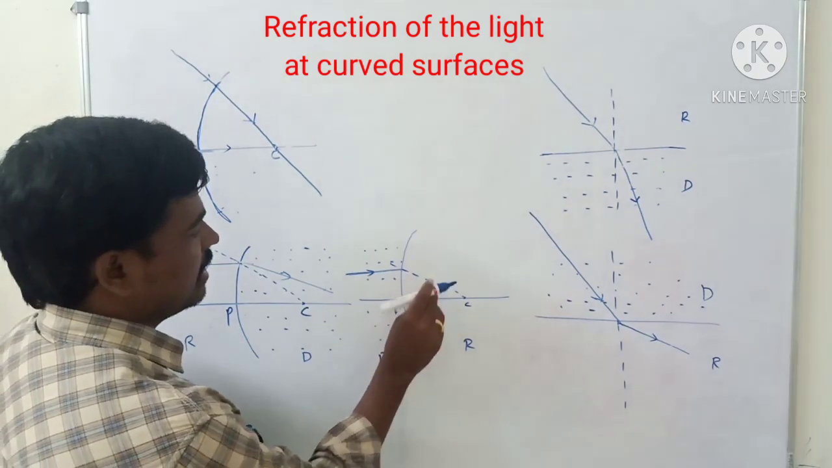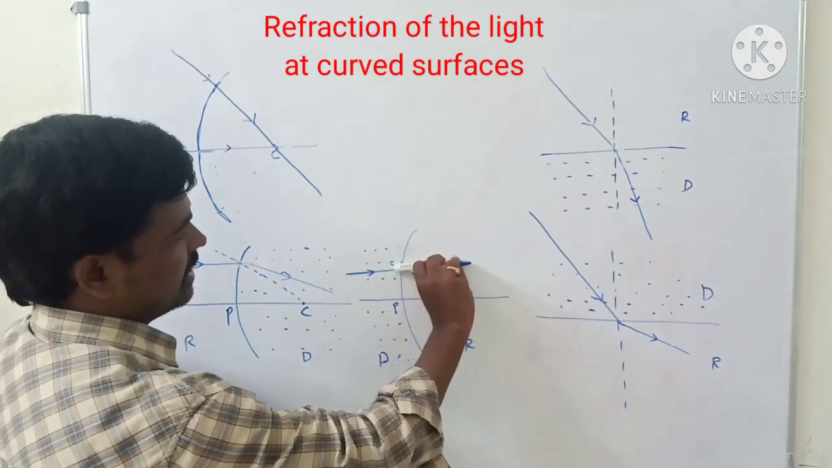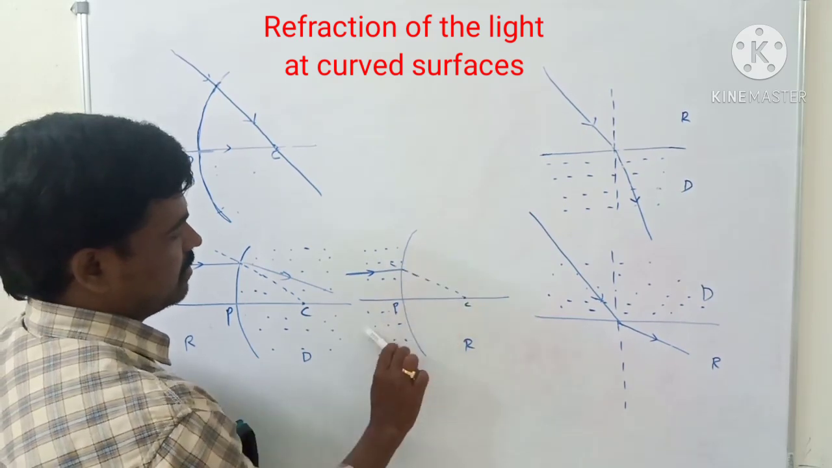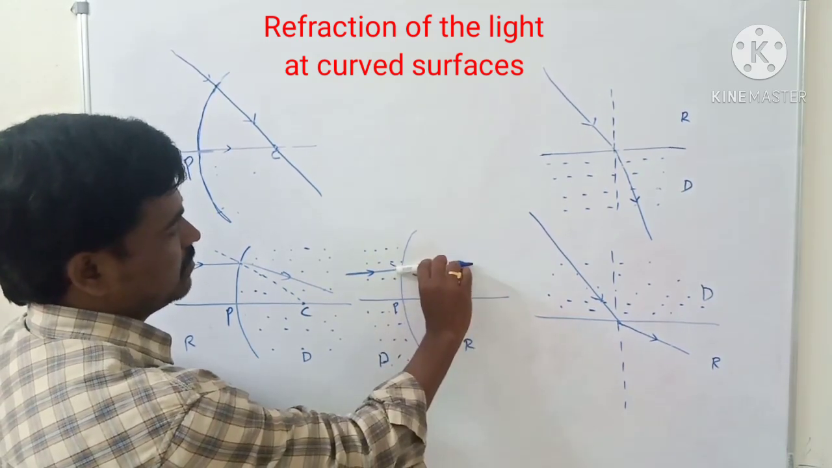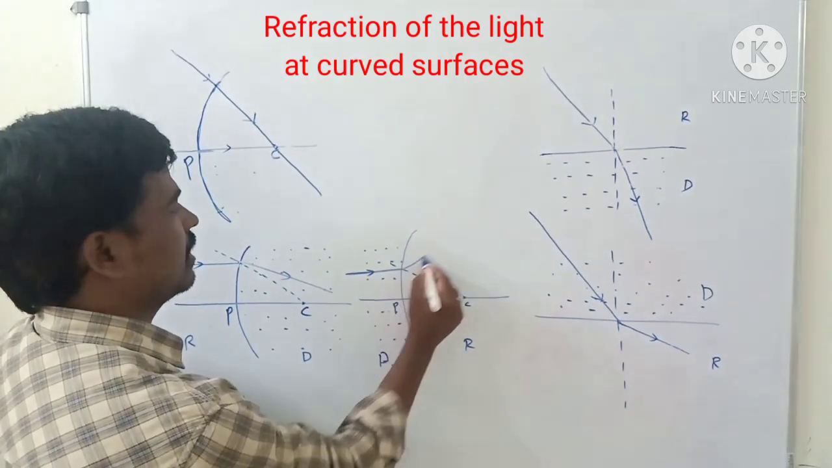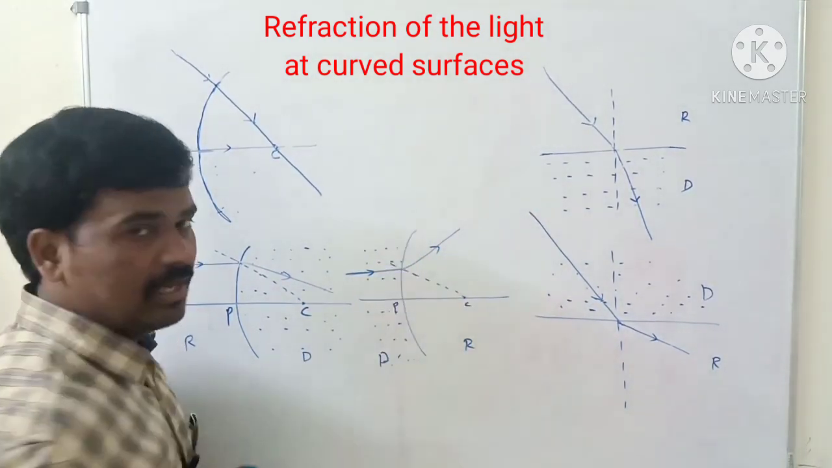So these are the normal and the actual direction of the light. What happens here? It is going from denser to rarer, which means it must bend away from the normal. So it bends on that side like this, away from the normal.